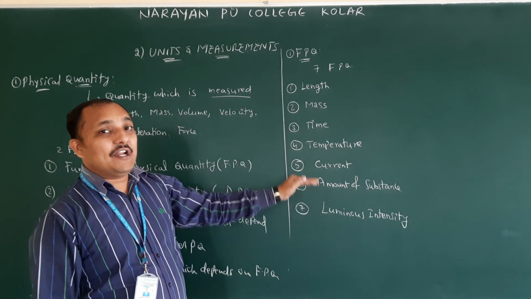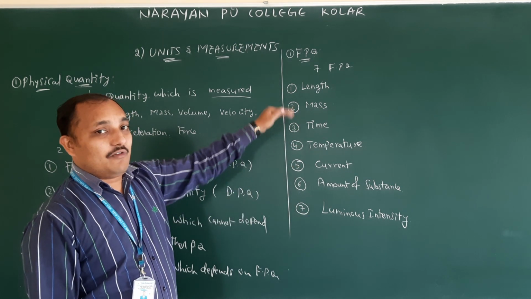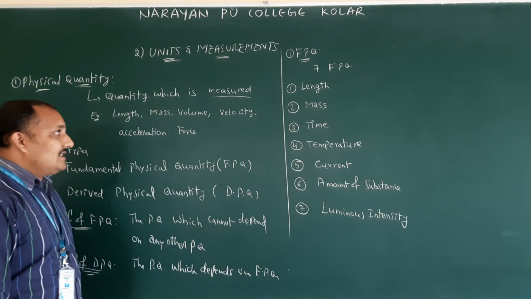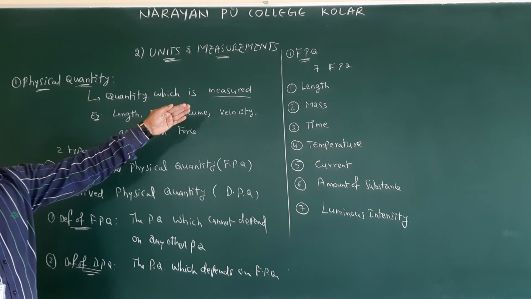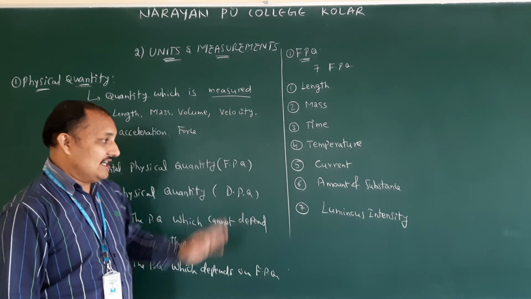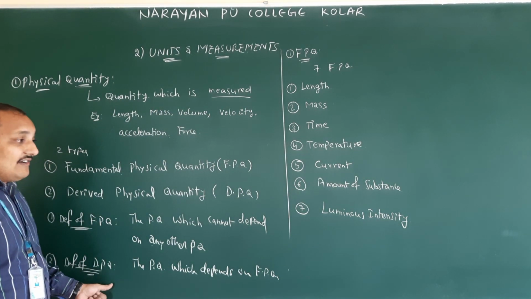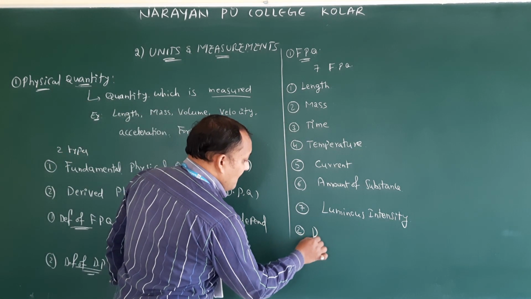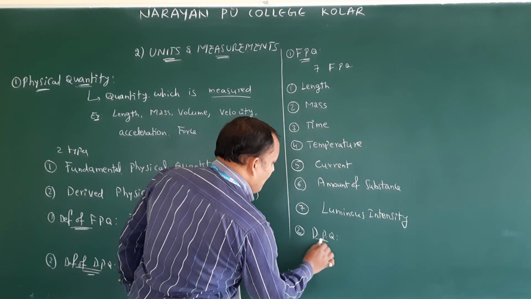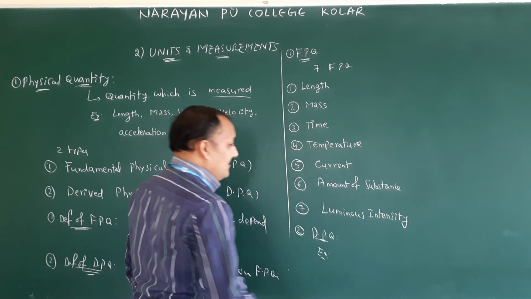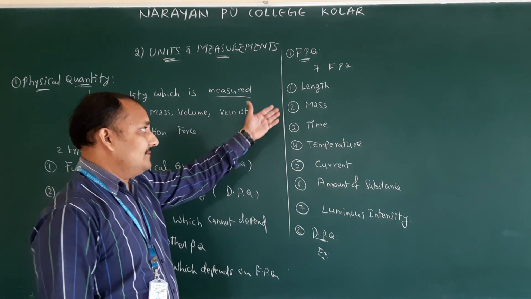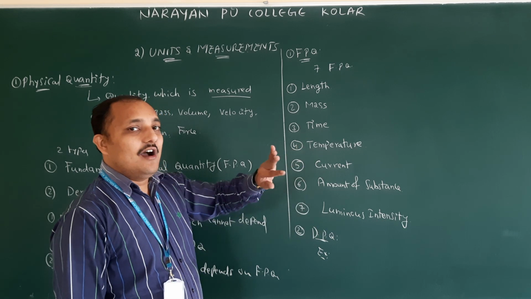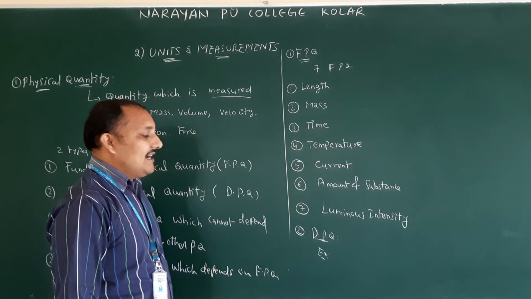All these are not depending on any other physical quantities. Now, how many fundamental physical quantities are there? 7 fundamental physical quantities. Now we will see derived physical quantities. Second one, derived physical quantity. Except for these, whatever else we have taken will come under derived physical quantities.